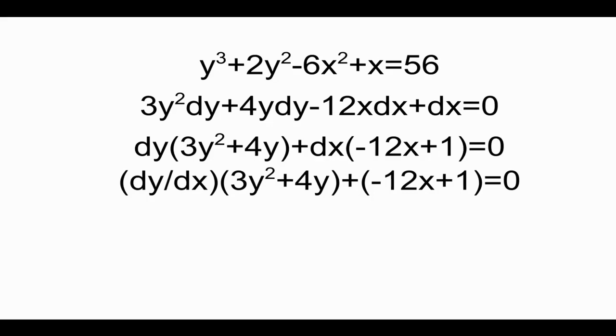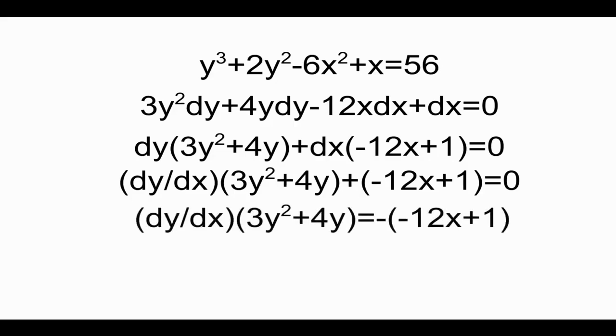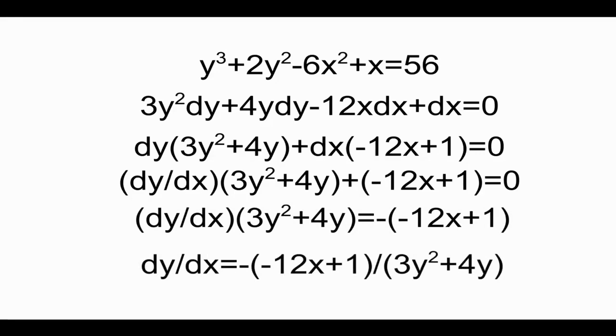So now you have your dy over dx. You just have to do some simple algebra and get that by itself on one side. So boom, subtract negative 12x plus 1 from both sides. Divide both sides by 3y squared plus 4y. And there's your final answer: dy over dx equals negative 12x plus 1 over 3y squared plus 4y. It doesn't matter that your answer has x's and y's on one side, because the other side is just dy over dx. It doesn't really matter what your answer is as long as you have dy over dx by itself on one side.